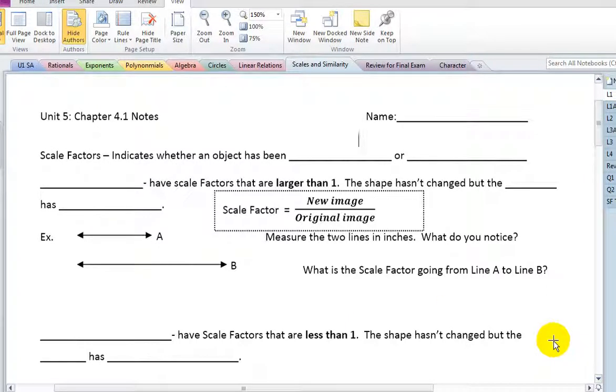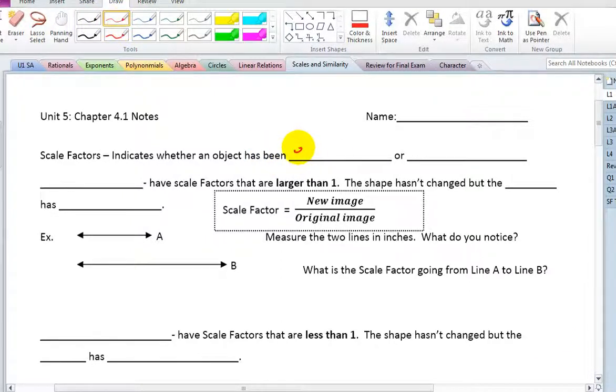Scale factors indicate whether an object has been enlarged or reduced. Enlargements have scale factors that are larger than 1. The shape hasn't changed, but the size has. The image has increased in size.